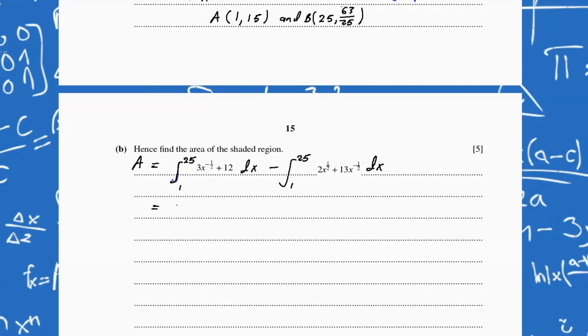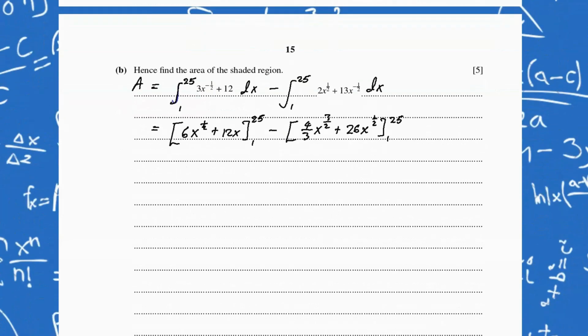So integrating here, plus 1, that's a half. 3 divided by a half is 6, so we have 6x to the power of a half, plus 12x, and 1 up to 25 here, and integrating 2x to the power of a half. Half plus 1 is 3 over 2. 2 divided by 3 over 2 is 4 over 3, so we have 4 over 3 of x to the power 3 over 2. Then here, minus a half plus 1 is a half, and 13 divided by half is 26, so it's plus 26x to the power of a half, and the limits are 1 up to 25.